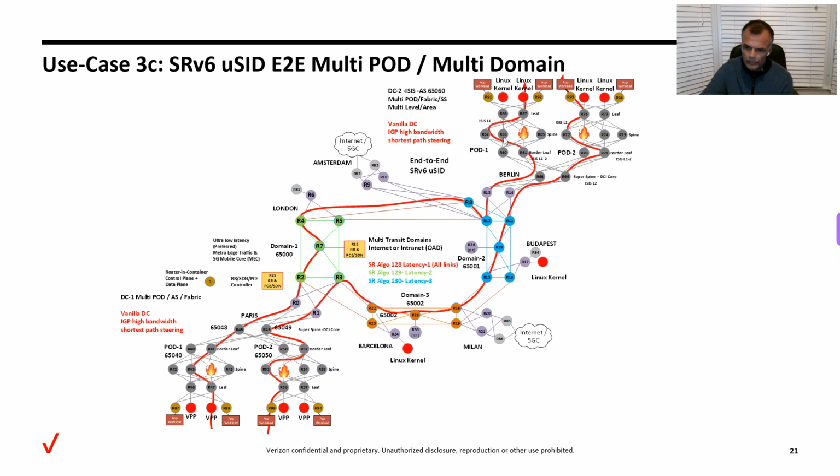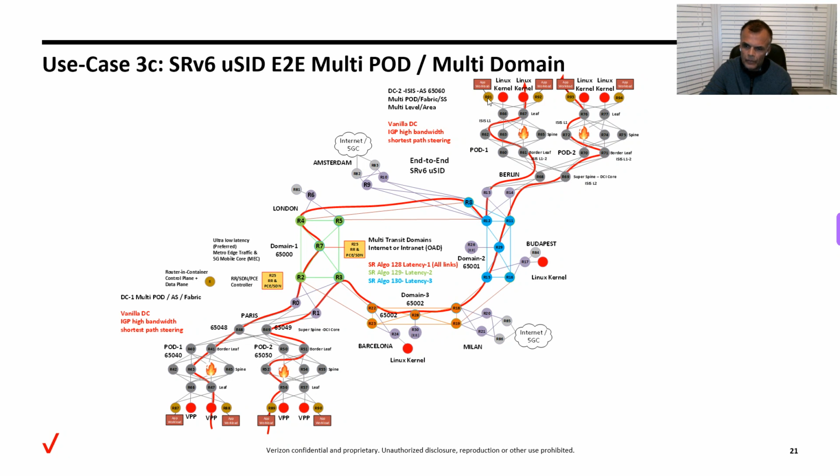It's ISIS level 2 at the super spine, and then at the border leafs we have level 1, level 2 border routers. The leaf layer is level 1, and the leaf and spine layers are level 1. At the top, for the host attachments, we have the Linux kernel for the host attachment, and this is in Berlin.